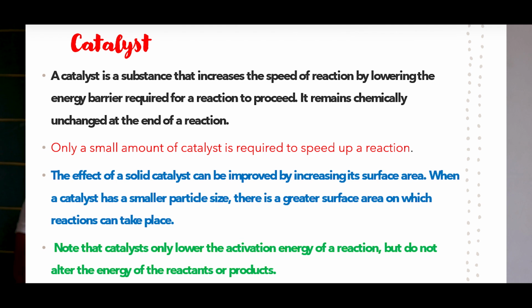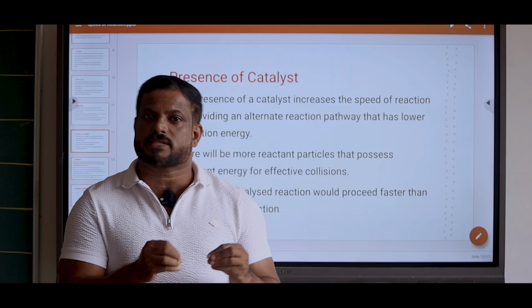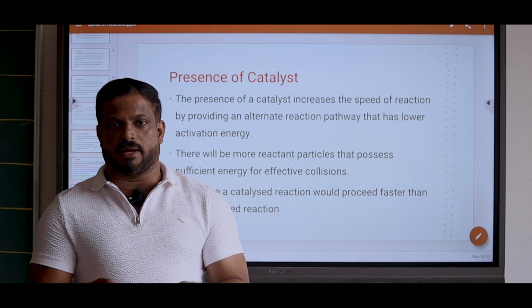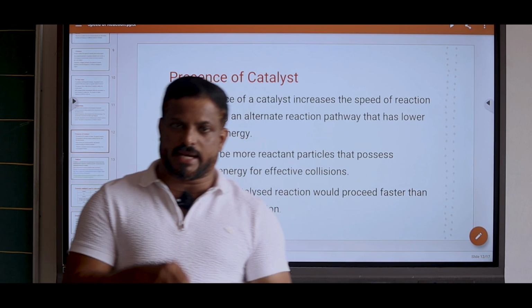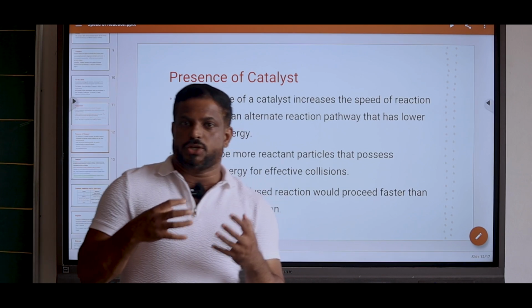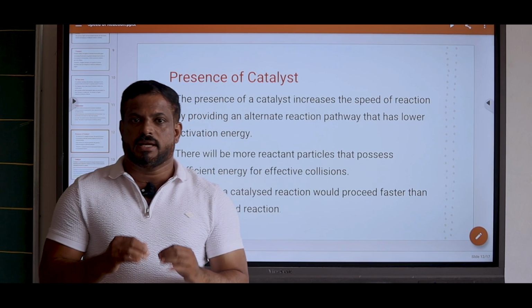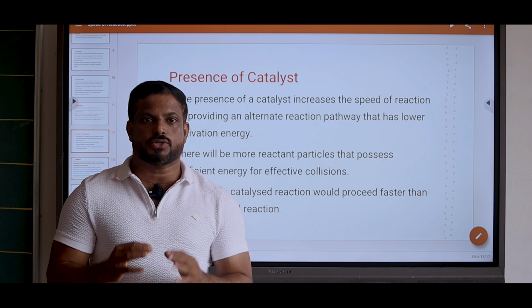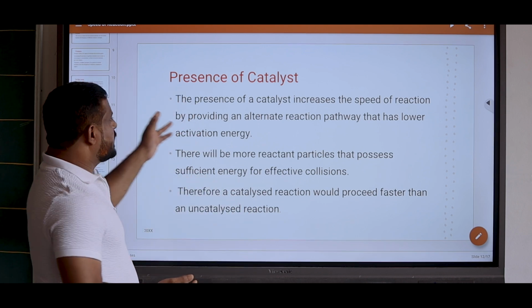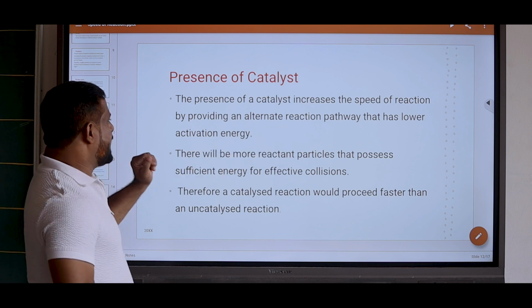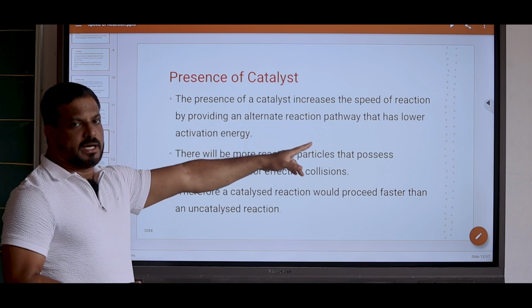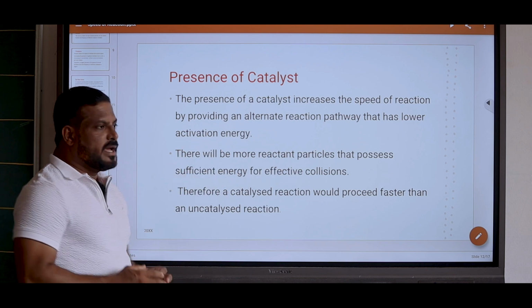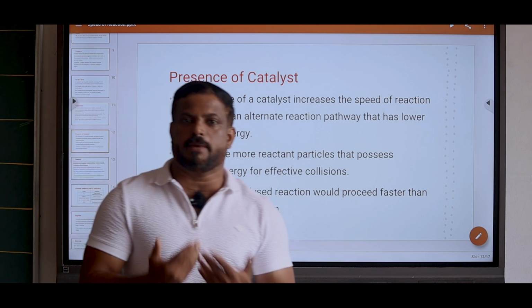What happens when we use a catalyst in a particular reaction? Normally, in a particular reaction, reactants combine to form product. The reactants must collide and reach a certain amount of energy. That energy is called activation energy. For a reaction to happen, we need a certain amount of energy. When we use a catalyst in a particular reaction, the catalyst lowers the activation energy, so the reaction becomes faster. The presence of a catalyst increases the speed of reaction by providing an alternate reaction pathway that lowers the activation energy. Because of lowering the activation energy, the reaction will be faster.